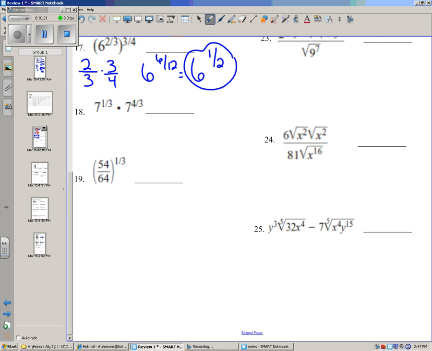Number 18, since the bases are the same, I'm going to be adding these exponents. 1/3 and 4/3 is just 5/3. And I'm just going to leave it like that.